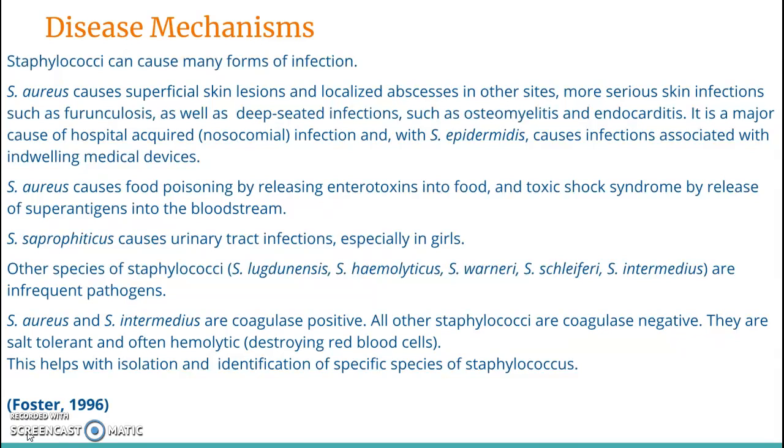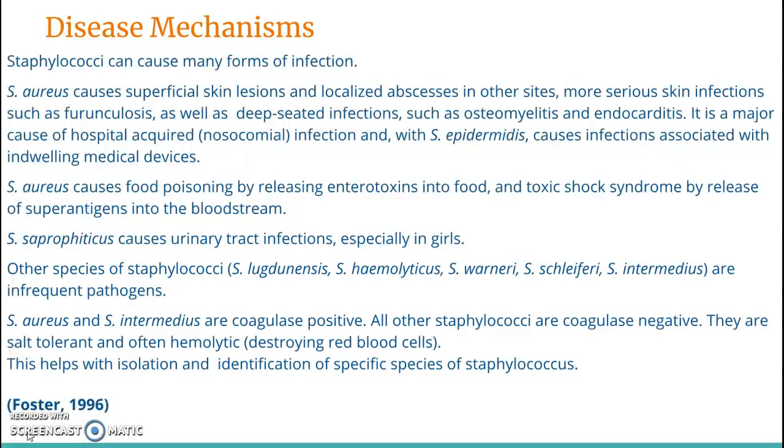Staphylococci can form many types of infections. S. aureus causes skin lesions and abscesses. It can cause endocarditis and osteomyelitis. It can be responsible for the infection regarding implanted devices when it is in conjunction with Staphylococcus epidermidis. Food poisoning is also the response of Staphylococcus releasing enterotoxins into food. Toxic shock syndrome is Staphylococcus releasing superantigens in the bloodstream.